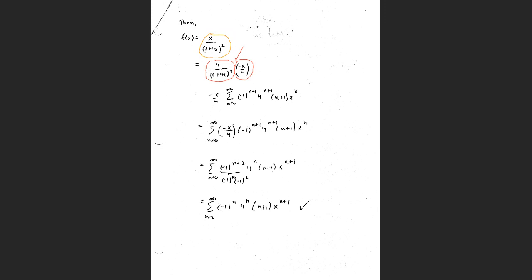And why would I want to rewrite the rational function that way? It's because I know what the power series is for negative 4 over the quantity 1 plus 4x squared. I established that on the previous page. The power series is right here for that function. And then negative x over 4, I'll just put that right in front of the series.